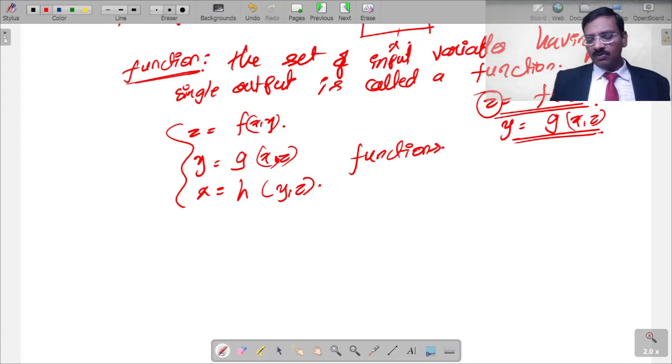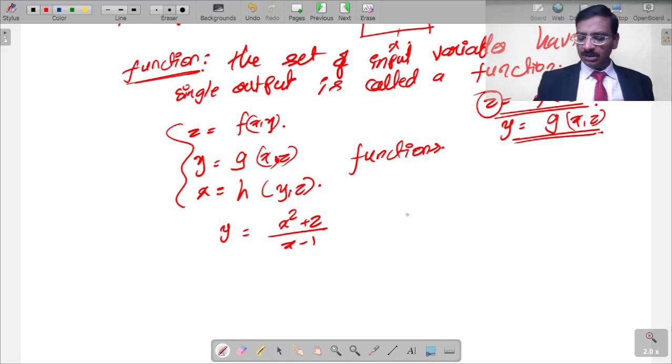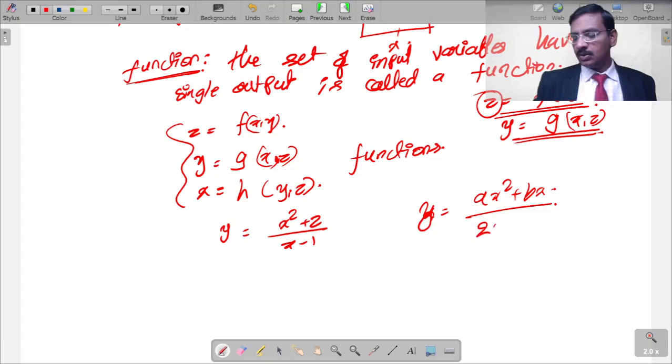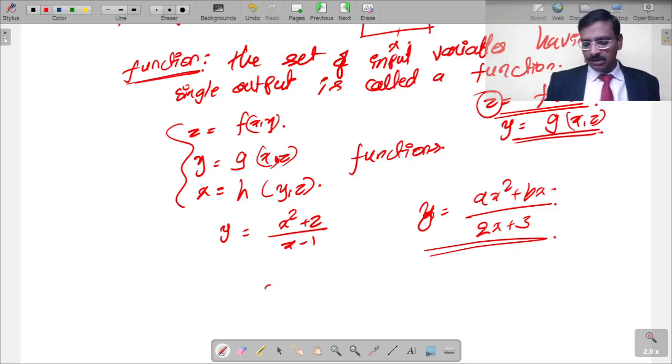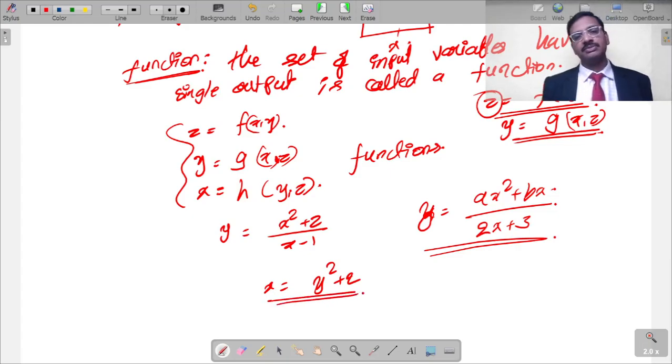Now, some random functions. Suppose y is equal to (x square plus 2) divided by (x minus 1). So this is one function. Similarly, y is equal to (ax square plus bx) divided by (2x plus 3). So this is also one more function. And similarly, x can be expressed as y square plus 2. So this is also one more function. Like this, we can have an infinite number of functions.